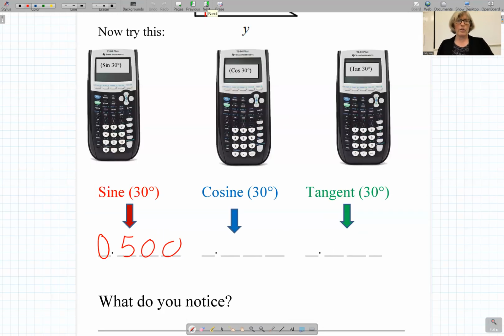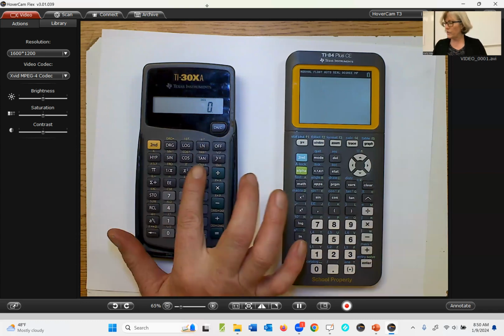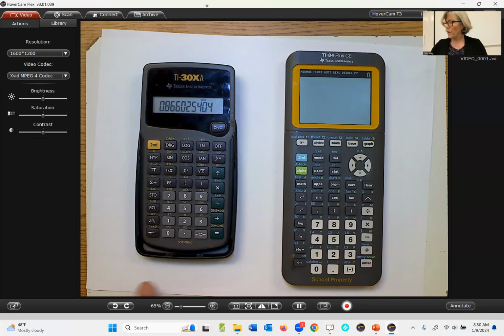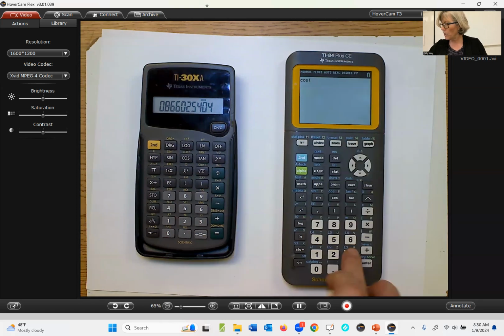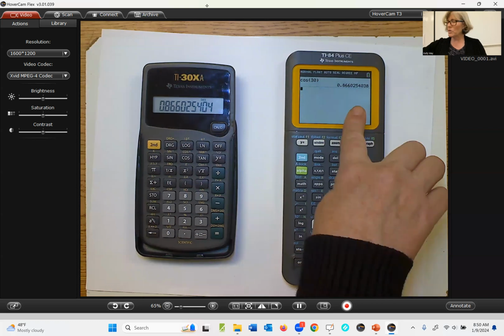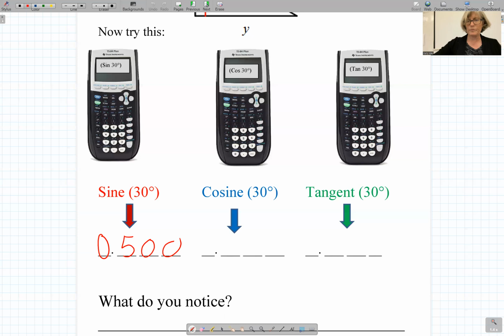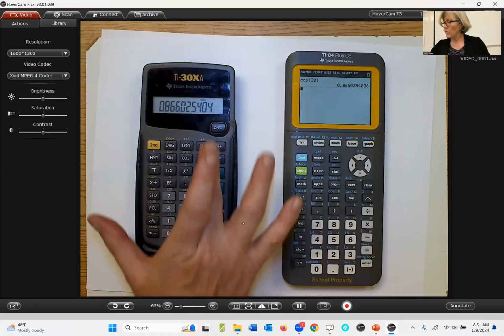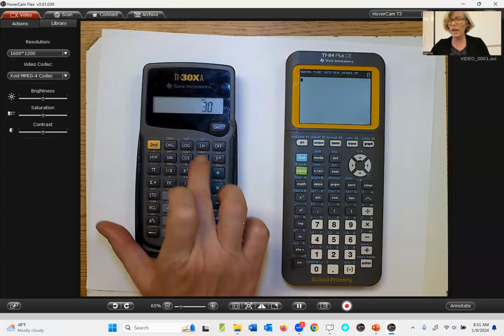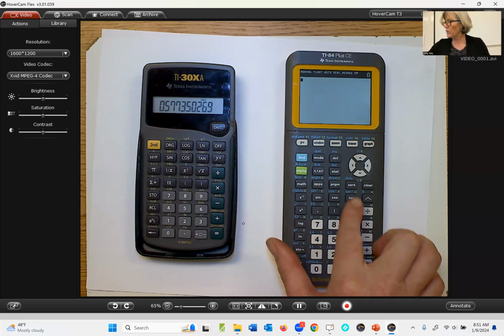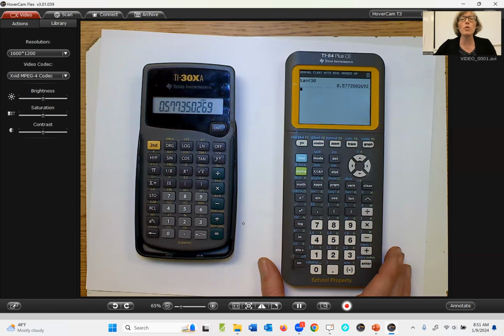Let's see, cosine of 30. I'm going to hit clear, clear. On the left side, 30 cosine. On the right side, if you hit cosine and you see COS, follow me on the right, cosine 30, close it up, enter. Looky there, it's the same thing, 0.8660. Let's try tangent. You don't know what sine, cosine, and tangent are yet. I'm just introducing the words for you. We're going to do tangent of 30. So 30 tan on this left calculator. On the right calculator, tan 30. You should be getting the same thing, 0.5774, basically.